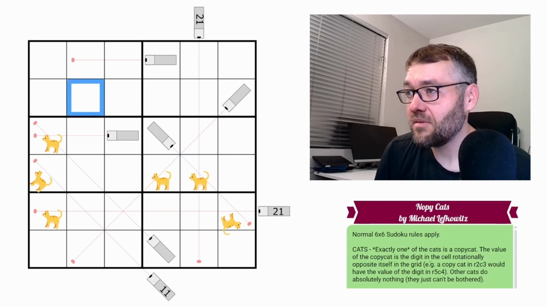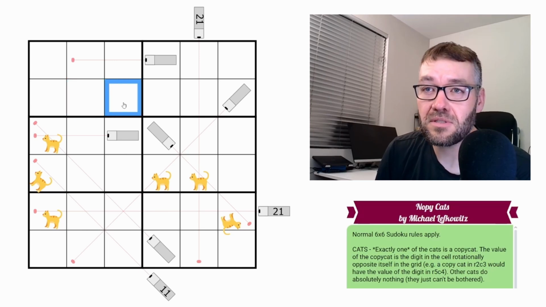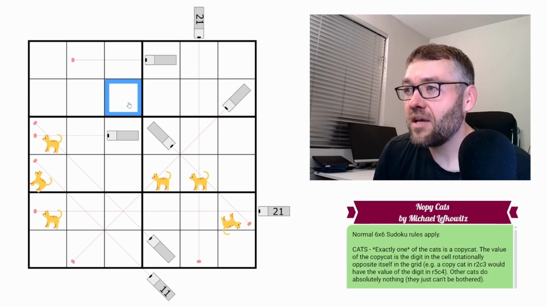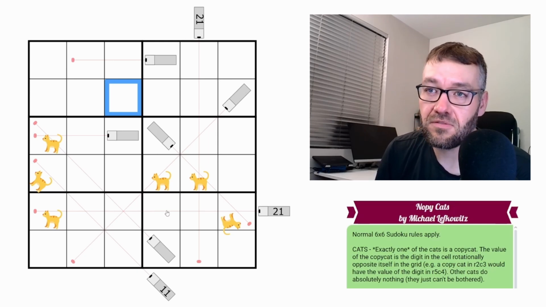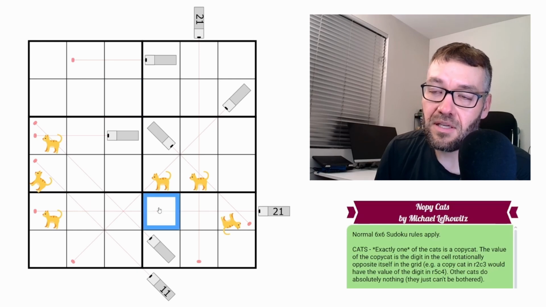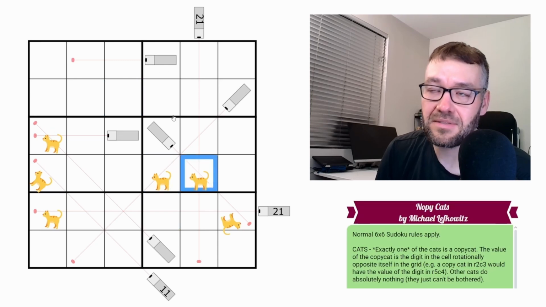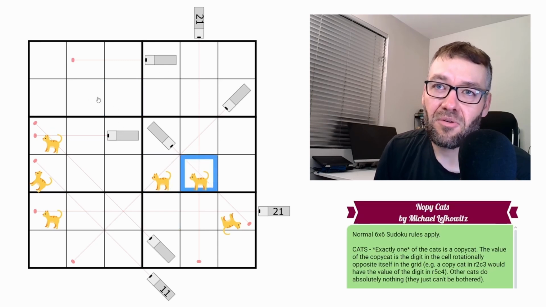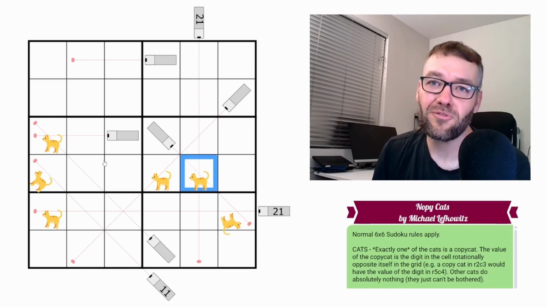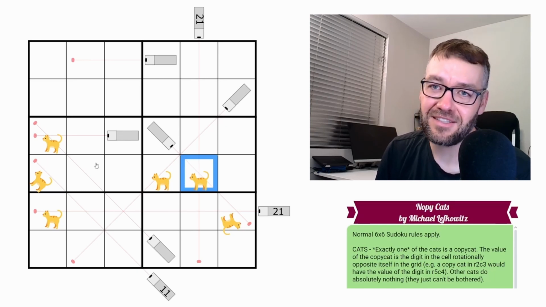So the example he gives is a copycat in row 2, cell 3. So this cell here, this is row 2, cell 3, would have the value of the digit in R5C4, so row 5, column 4. So if you flip the puzzle 180 degrees, this cell would end up here. So there's going to be exactly one of these cats that copies its rotationally matched cell, basically. And the rest of the cats can't be bothered because they're cats and they just do their own thing.